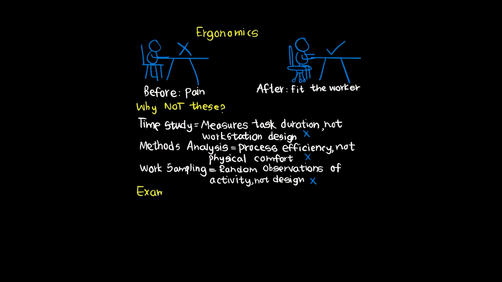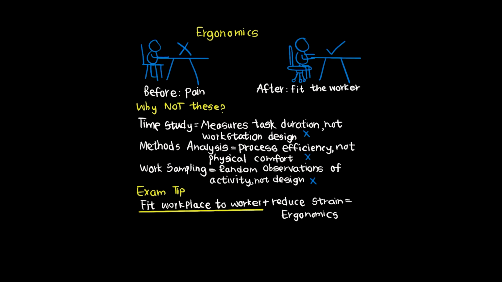Here's a WGUC 215 OA exam tip for you. When the question mentions redesigning the workspace to fit workers' physical needs, adjusting heights, seating, lighting, or reducing strain, that is ergonomics. Quick recall hook. Ergonomics equals ergo, fit the workspace to the human.